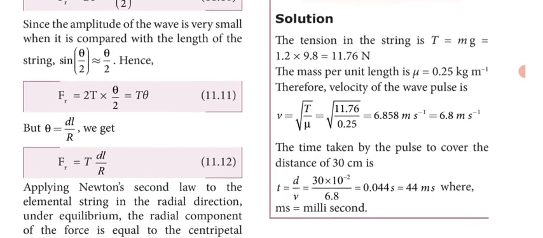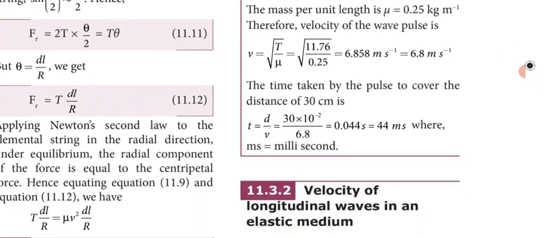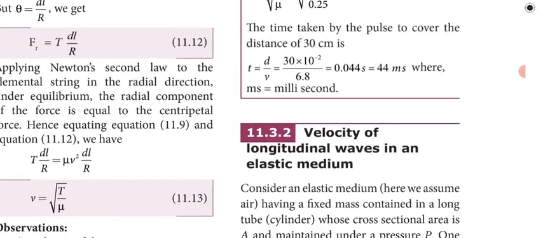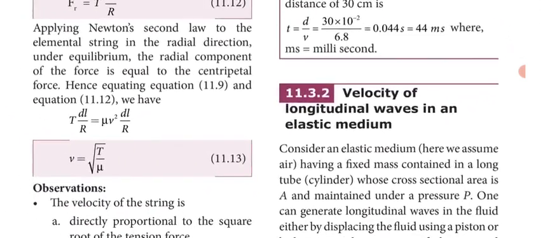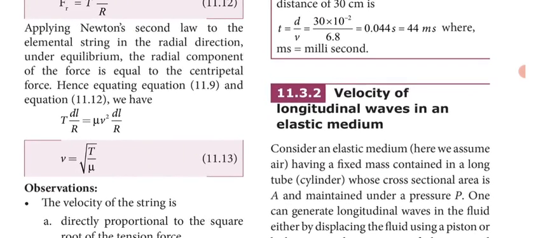It becomes T into theta. So what is the value of theta? Theta is dl by r. Substituting that value, we get Fr is equal to T dl by r. By applying Newton's second law, for the elemental string in the radial direction under equilibrium, the radial component of the force is equal to the centripetal force. So the equating equation is T dl by r is equal to mu v square dl by r.